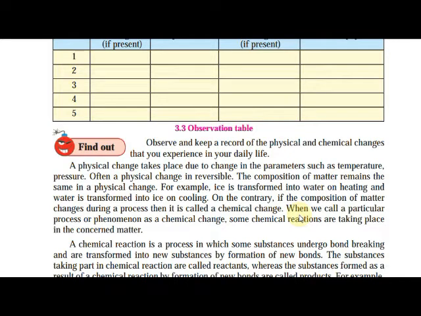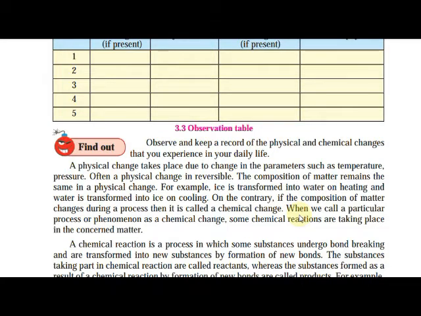A chemical reaction is a process in which some substances undergo bond breaking and are transformed into new substances by formation of new bonds. What are reactants? The substances which are taking part in a chemical reaction are called reactants. What are products? The substances formed as a result of a chemical reaction by formation of new bonds are called products.